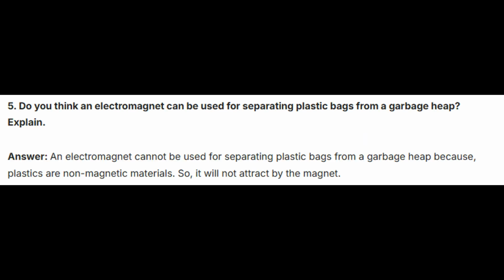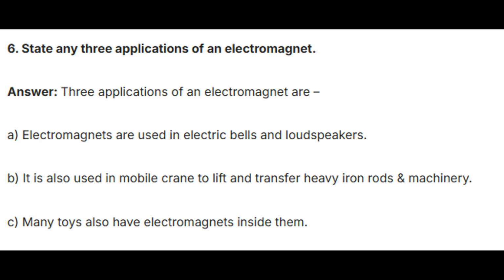Fifth, do you think an electromagnet can be used for separating plastic bags from a garbage heap? Explain. Answer. An electromagnet cannot be used for separating plastic bags from a heap because plastics are non-magnetic materials, so they will not be attracted by the magnet.